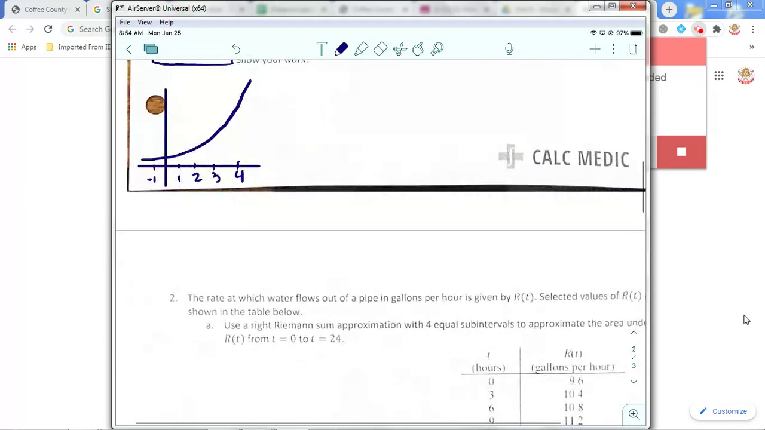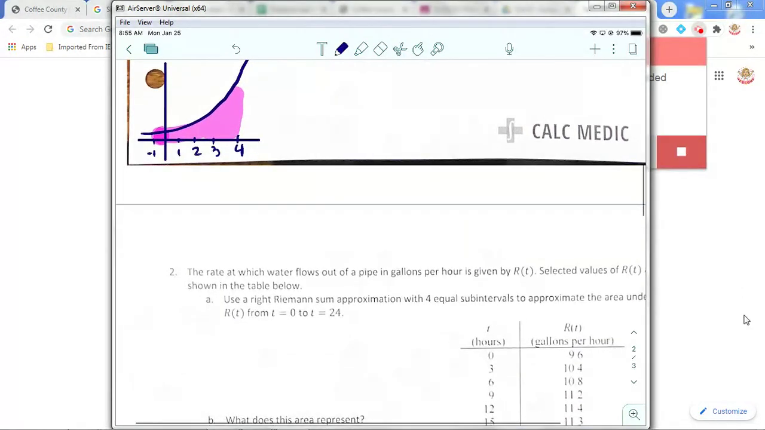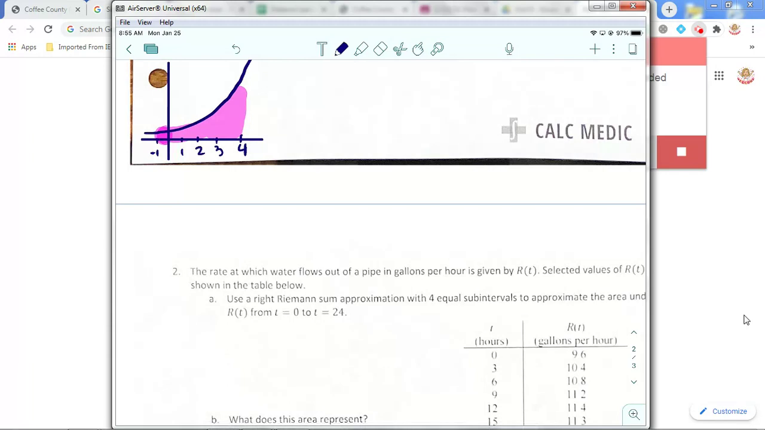I may have drawn it a little different, but that's okay. I still need to cover this area under the curve between where x is -1 and x is 4. I may have some above, some below, but that's the area I want to cover. This time I want my point of my curve to be on the midpoint. So I'm looking for the midpoint between -1 and 0, which we'll say is about right here.